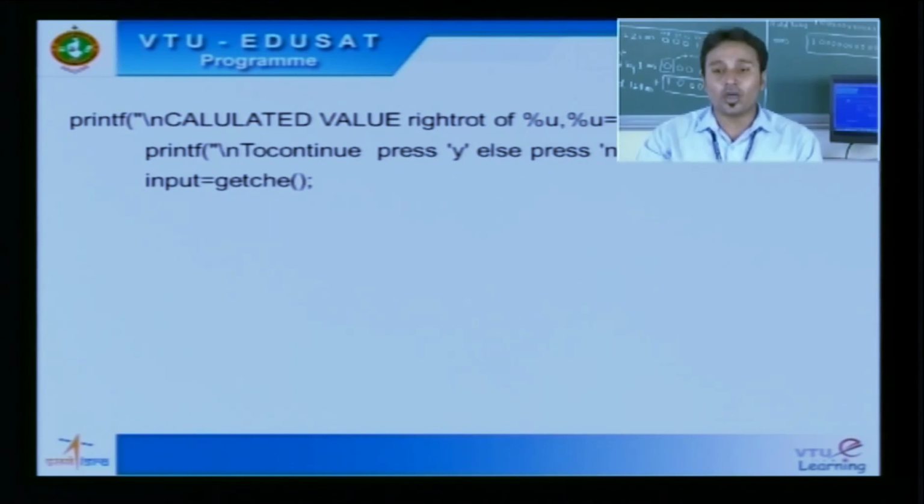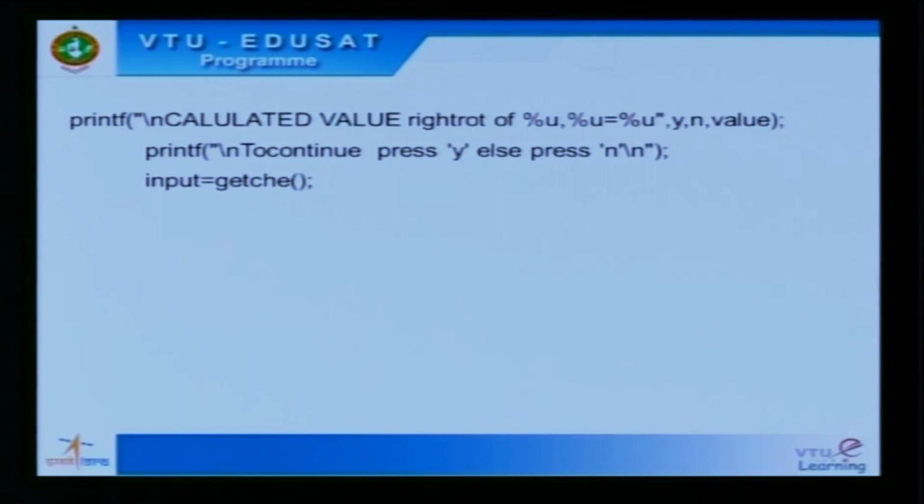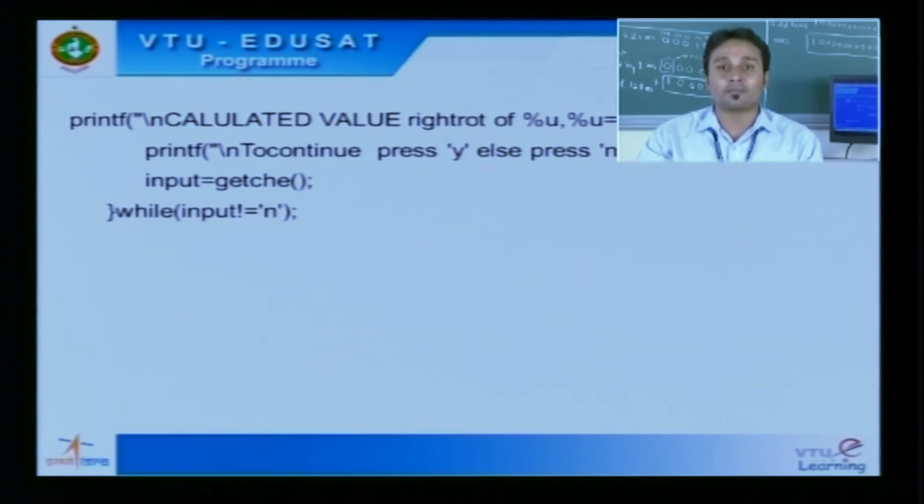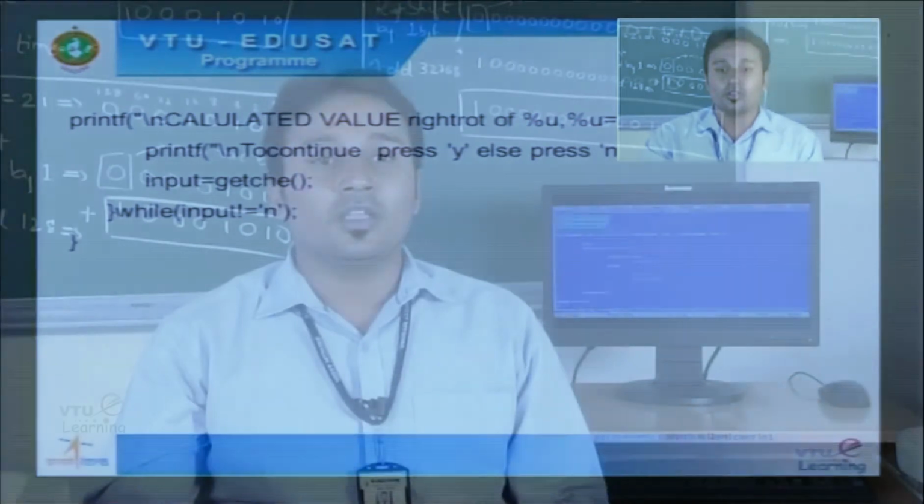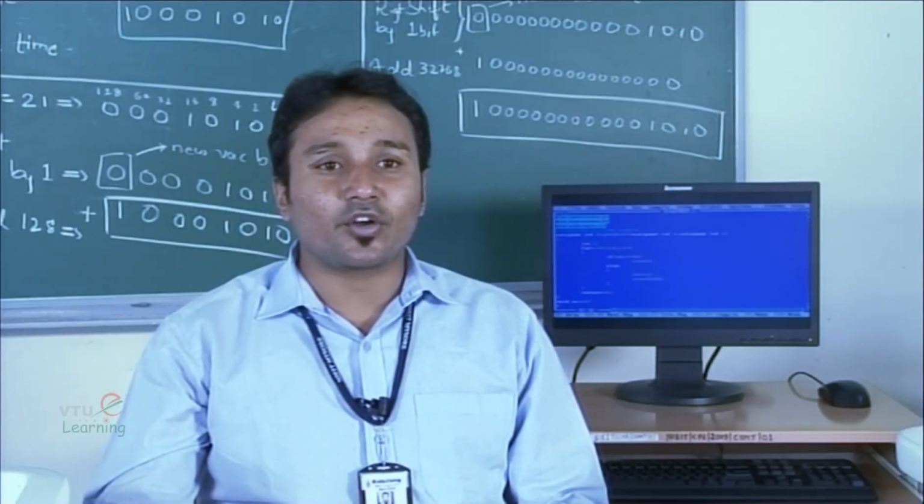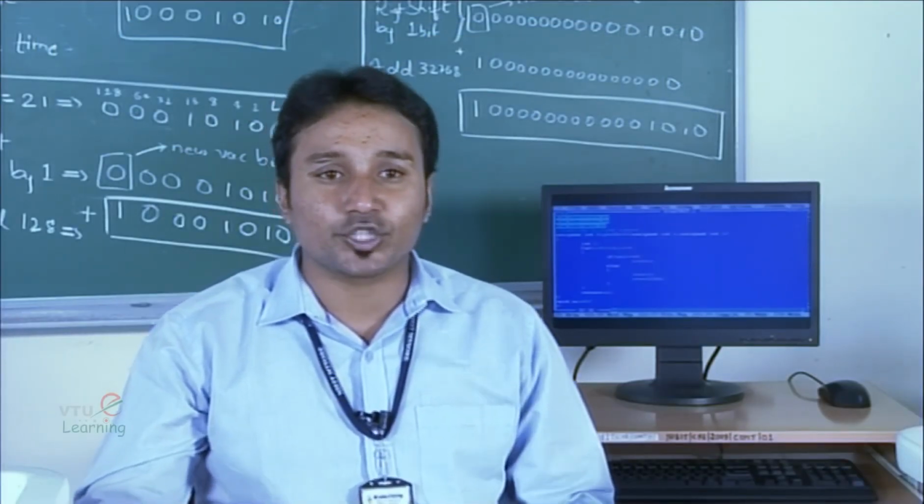And we also have, if we want to continue executing in the output screen, we can press Y. If we want to stop the execution, we need to press N. That's what is given in input equals getchar. While input of i not equal to N, meaning that whenever a user has pressed N, this comes out of execution. The program is ready for compiling and execution.